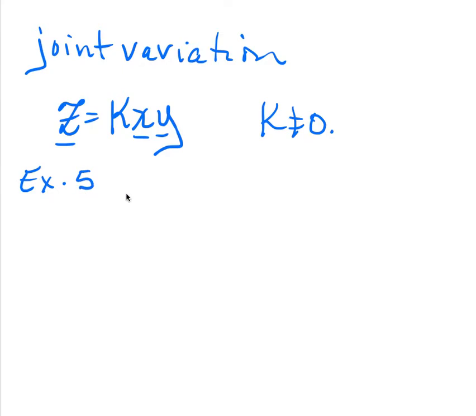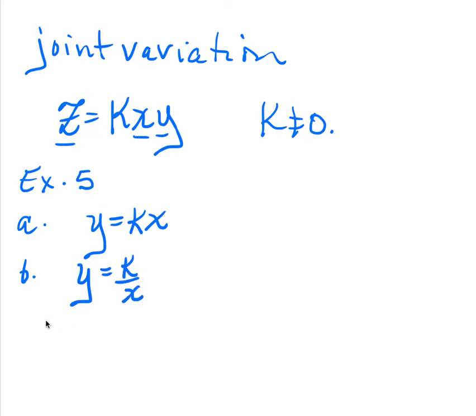It says, write an equation for the given relationship. A, Y varies directly with X. Okay, so if Y varies directly with X, remember that's just direct variation. Y equals KX. All right, let's look at B. We'll read that together. B, Y varies inversely with X. Okay, that's what you just learned. So Y equals K divided by X.